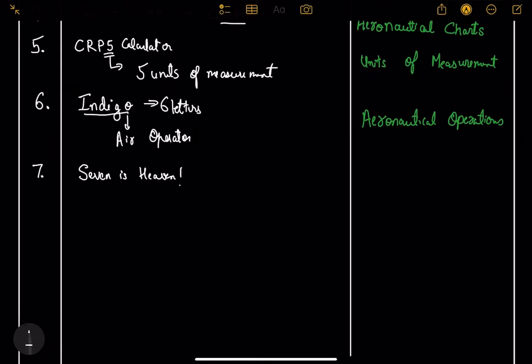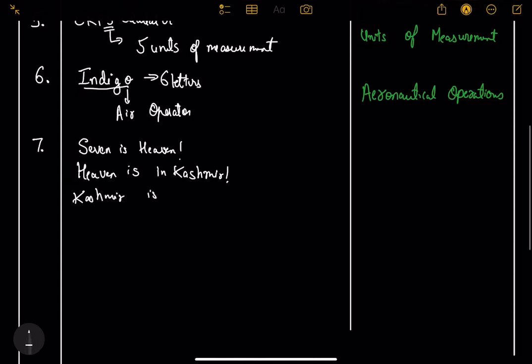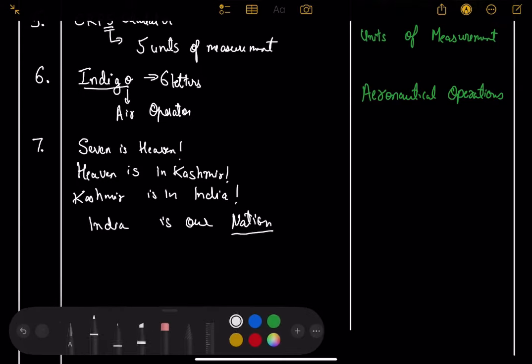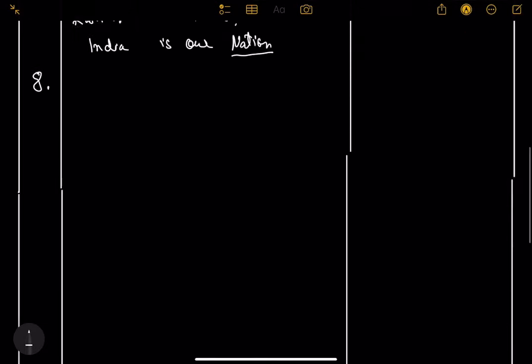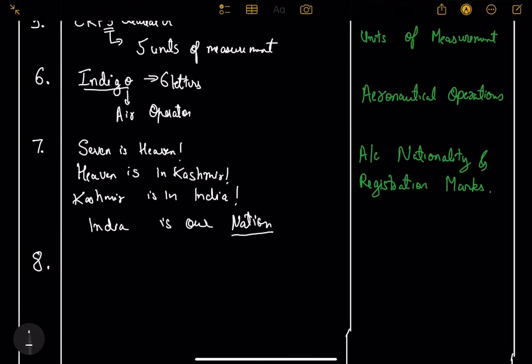Moving on to annexure 7. You would have heard a phrase, "7 is heaven." You would also have heard the phrase, "Heaven is in Kashmir." Now we all are quite possessive about Kashmir. Kashmir is in India, and India is our nation. So annexure 7 refers to nation, and from nation we get nationality and registration marks. Annexure 7 is aircraft nationality and registration marks. Recall that 6 was Indigo, an air operator, which conducts aeronautical operations.